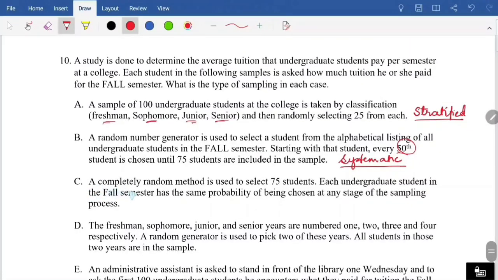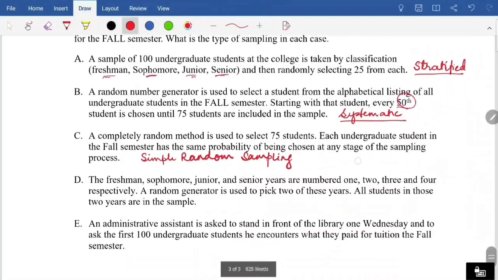Now, number C says a completely random method is used to select 75 students. Each undergraduate student in the fall semester has the same probability of being chosen at any stage of the sampling process. So this kind of sampling, as you can tell, is SRS or simple random sampling. There's no system as such, right? It's not systematic. It's not stratified because we are not dividing the population into different parts, groups or categories. It's plain and simple random sampling. All right, so that's C.